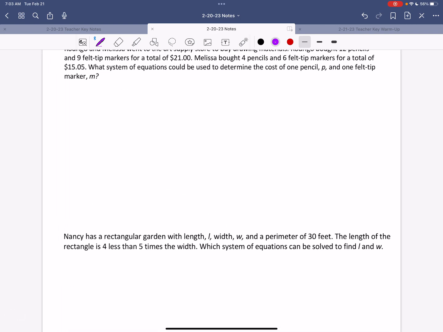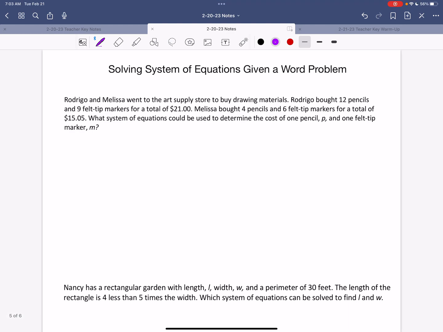Now, we're going to go to word problems. Remember, don't freak out about word problems. We just need to see what it's asking for. So I'm going to go straight to the question. It says, what system of equations could be used to determine the cost of pencils, P, and one felt tip marker, M. So P is equal to pencil. M is equal to marker. That's what we're looking for.